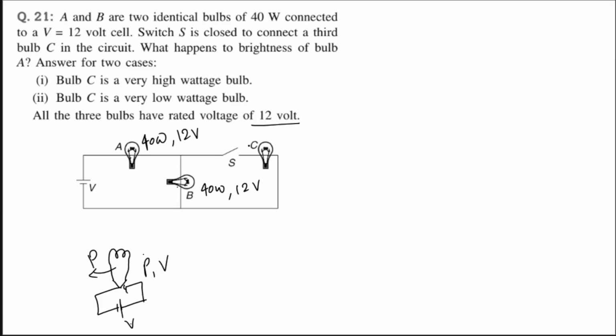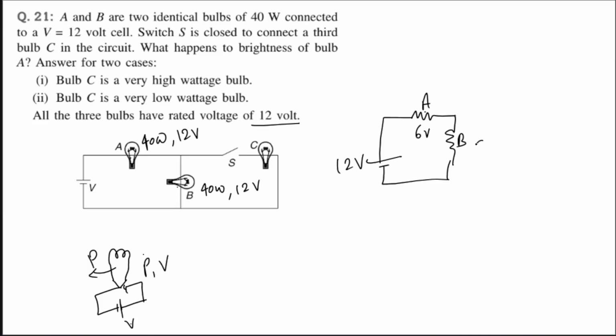Initially when this switch S is open, you can see that these two bulbs, let me indicate bulb A by this resistor and bulb B by this resistor, and there is one battery connected, and its value is 12 volt. So definitely these two are identical.